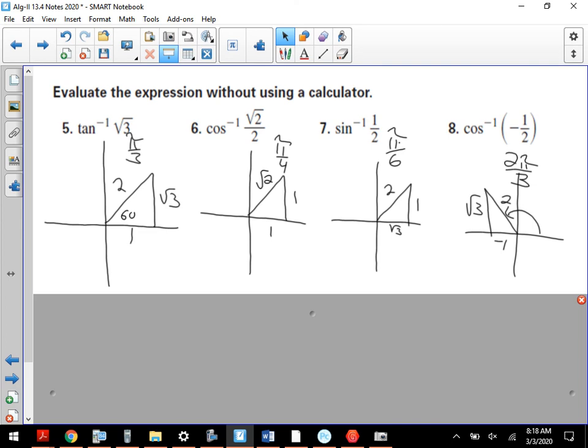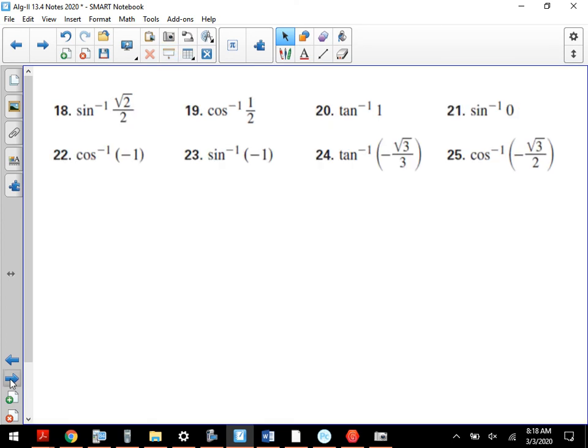Yeah. Let's see what I have up here. Cosine of -1.